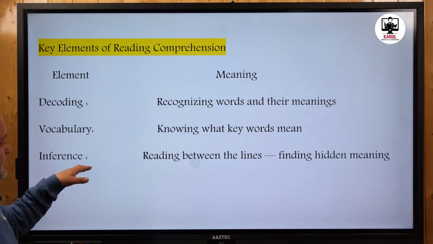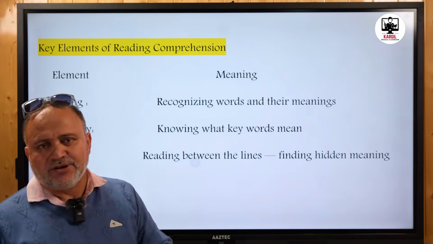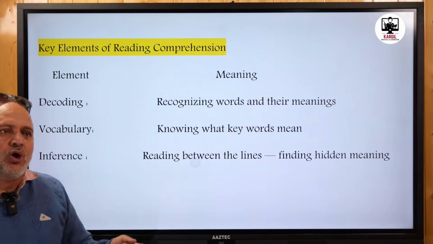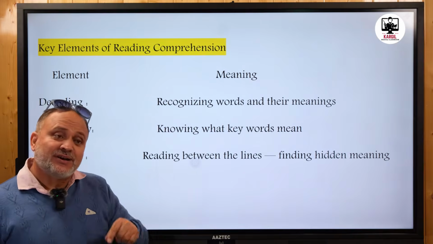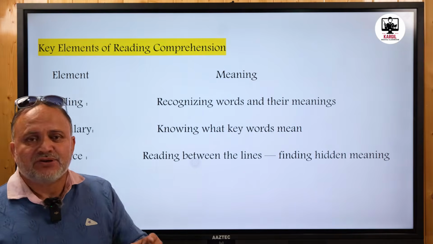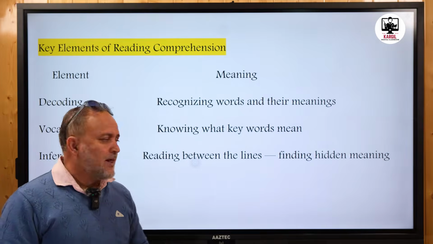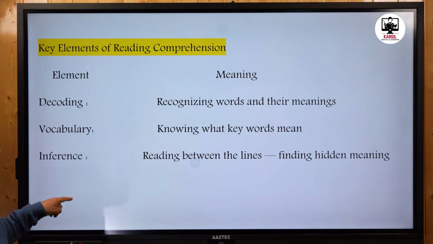Inference, this is very important: reading between the lines, finding the hidden meaning. In our previous passage, we saw an example. What kind of person was Ali? The reader said that he was a kind person. So he inferred that because he helped that puppy. This is a very important part of reading comprehension, to know how to infer.